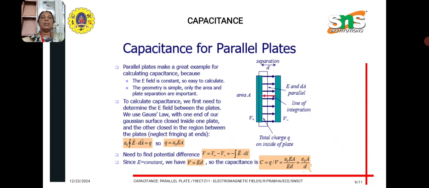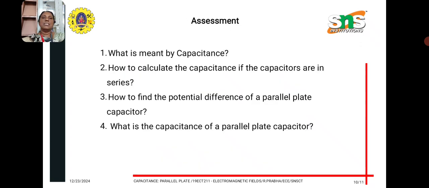This is given by epsilon naught E dot dS equal to Q, and for finding the potential difference, V is given by V1 minus V2, which is minus the integral of E dot dl. By substituting the Q value and the voltage value, we get the capacitance C equals Q by V, and this V is E times D because E is constant here. Substituting, we get the final answer for the capacitance of the parallel plate: C equals epsilon naught A by D. Now the assessment questions.